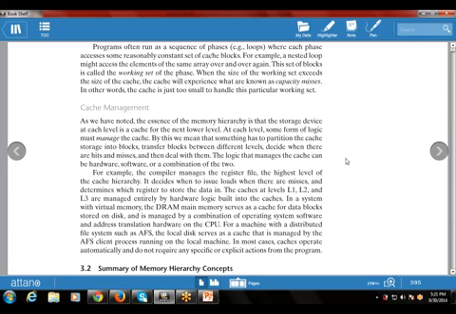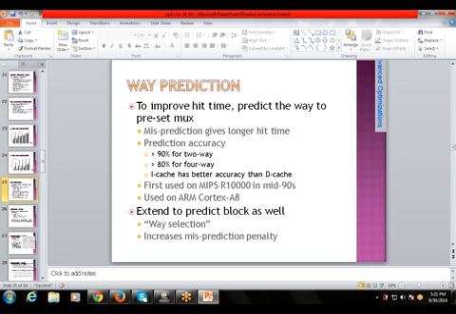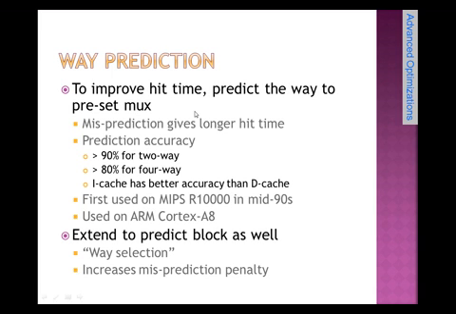Next is your cache management. But before this, let's look at the slides. Then the next slide, that is your way prediction. That is how we can predict. That is your way prediction.